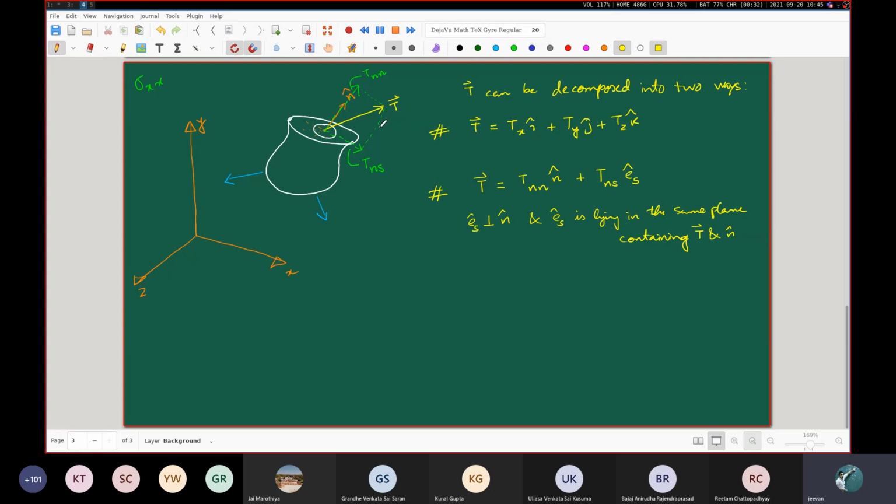I repeat my question. Is there any connection between this traction vector, which I have considered on an arbitrary cutting plane, and the stress components which I had earlier obtained by considering cutting planes perpendicular to the various coordinate axis directions? The answer is of course yes. There is very much a connection.